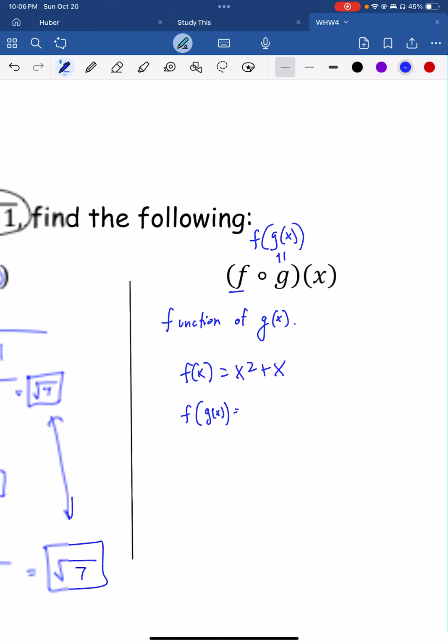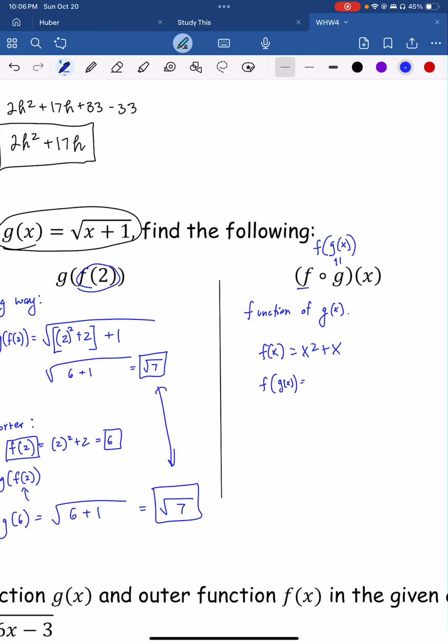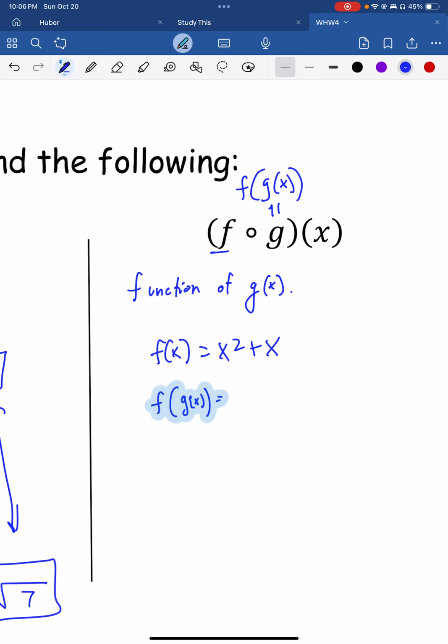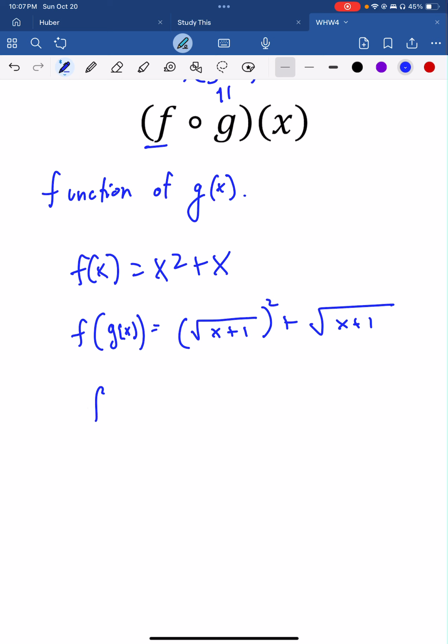But f of g of x, since f of x is x squared plus x and g of x is square root of x plus 1, I can just do square root of x plus 1 squared plus square root of x plus 1. To simplify, I would just do x plus 1 plus square root of x plus 1. And this is perfectly fine.